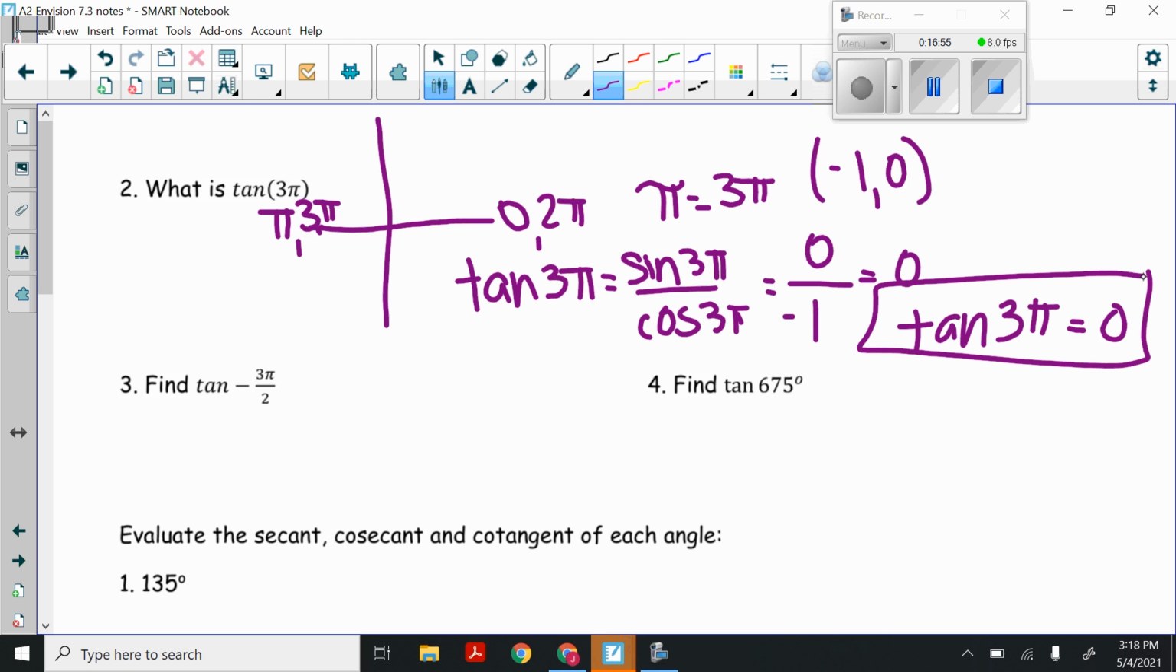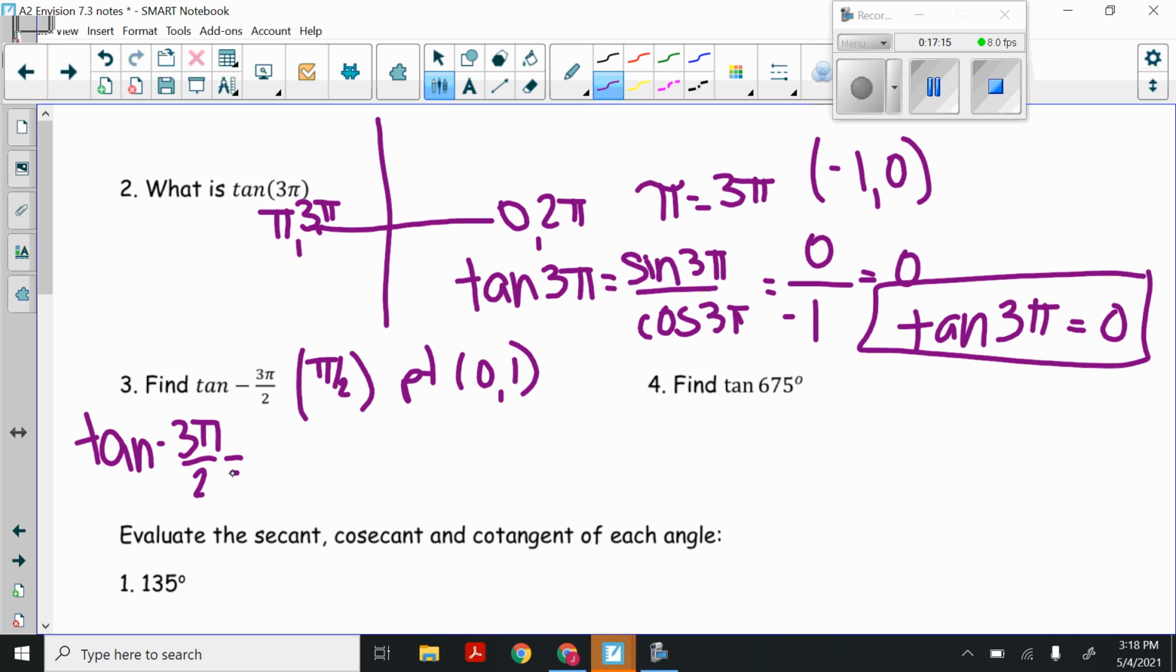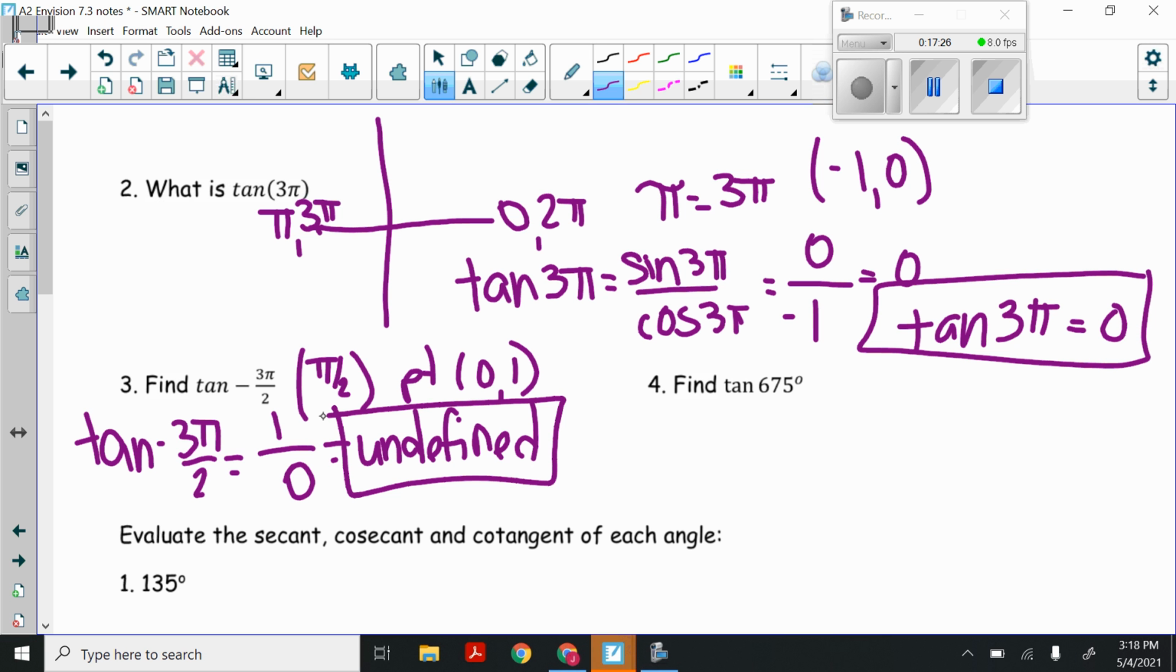Number 3, find the tangent of negative 3 pi over 2. So negative 3 pi over 2 is the same thing as pi over 2. So the point that I'm looking at is 0, 1. So the tangent of negative 3 pi over 2 is equal to the sine, which is 1, over the cosine, 0. 1 divided by 0 is undefined. So the tangent at negative 3 pi over 2 is undefined.